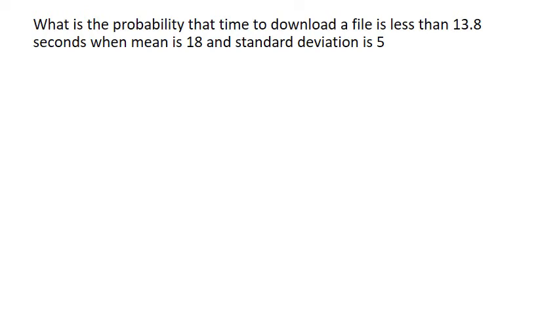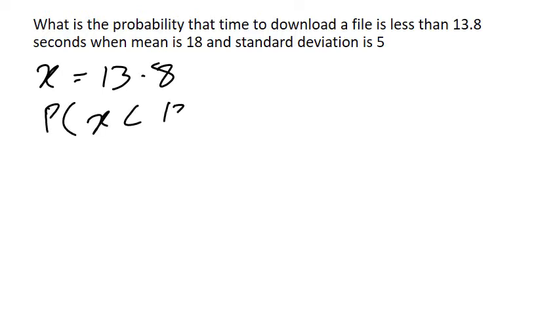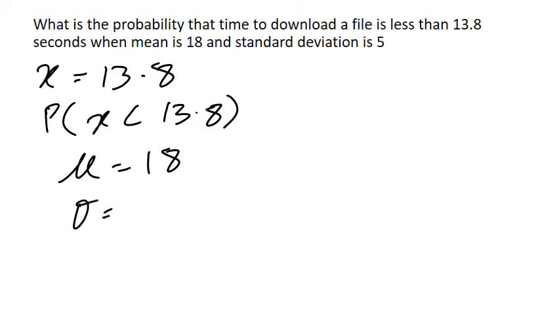Okay, before we move into the next topic of this first lecture, I take one more example from the previous topic to remind and to build the synchronization or the connection between the two topics. For example, what is the probability that time to download a file is less than 13.8 seconds? So x is 13.8. We want to know the probability that x is less than 13.8 when mean is 18 and standard deviation is 5.